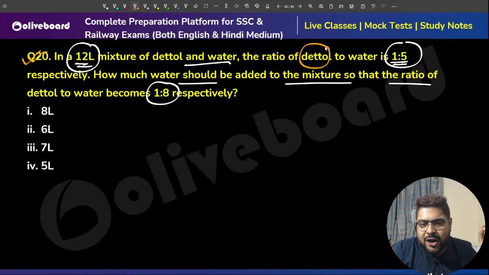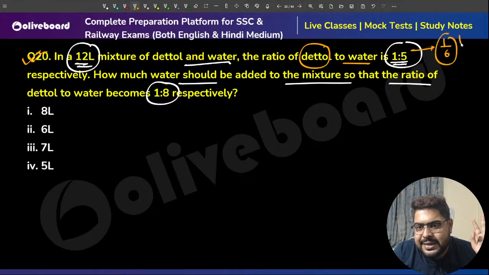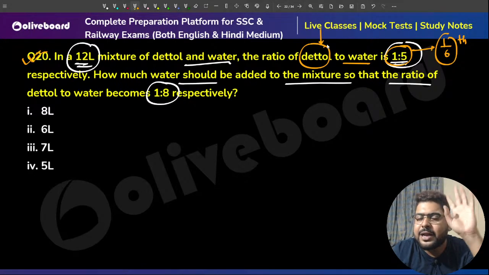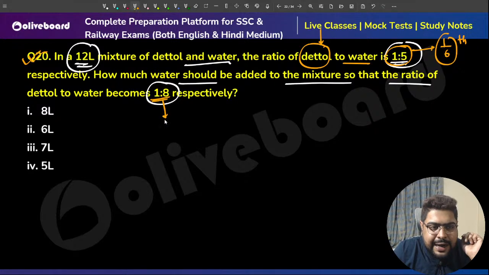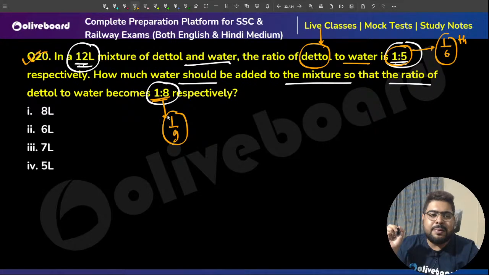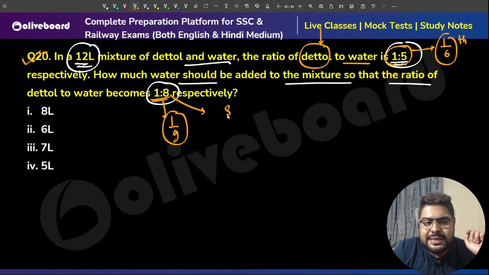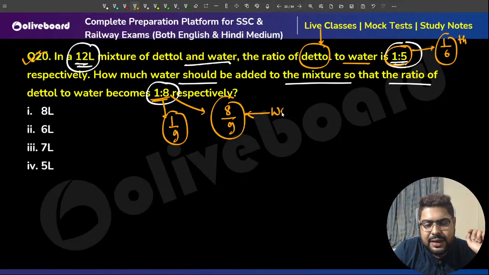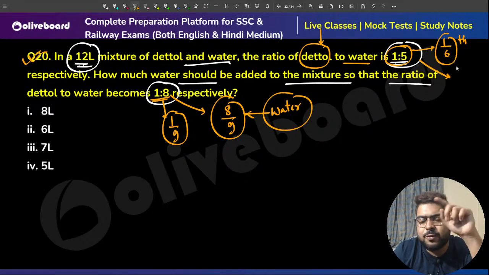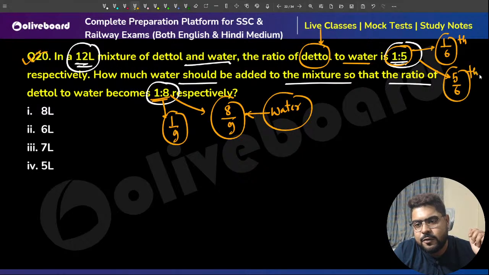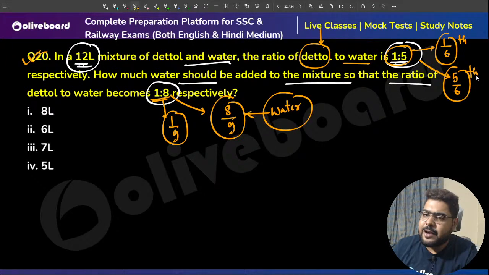So again, the Dettol to water ratio, sir, is 1:5, right? So what is constant, sir? Dettol is constant. So Dettol is 1/6. Can I say, sir, the total is 5 plus 1, 6 parts. Out of that, 1 part is Dettol. And finally, sir, it is 1/9. Dettol becomes 1/9, that means water becomes 8/9. This is water. And over here, what was water, sir? 1/6 was Dettol, so 5/6 was water. Yes, 5/6 was water.